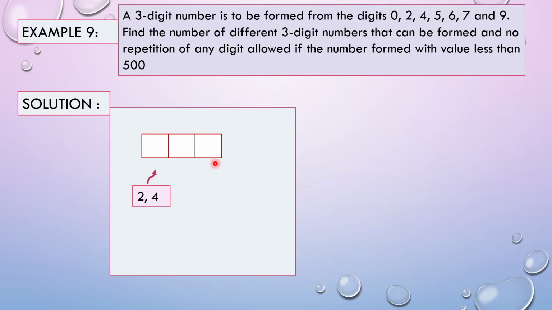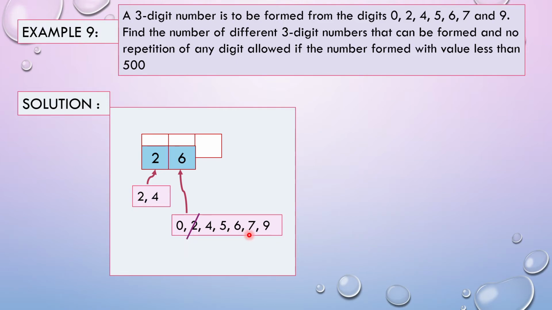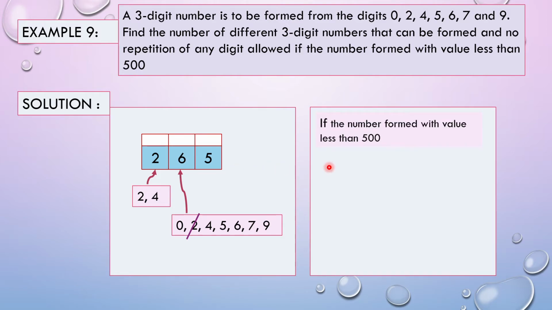Now we want a number less than 500. Therefore it depends on the first box. So the options for the first box will be digit 2 and 4. So we have 2 options here. The next boxes don't have any condition, therefore left another 6 digits, followed by 5. So multiply all this, and your answer is 60.